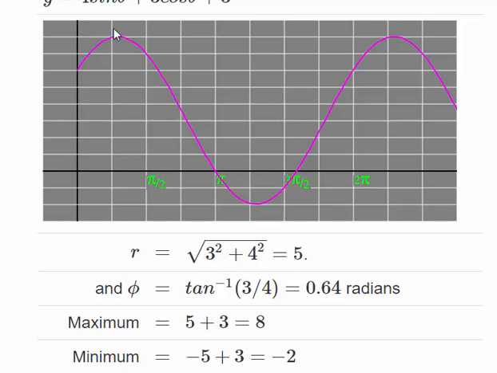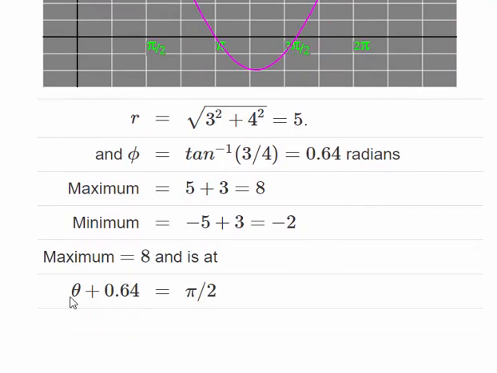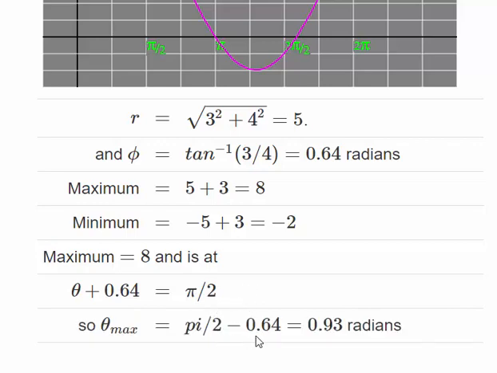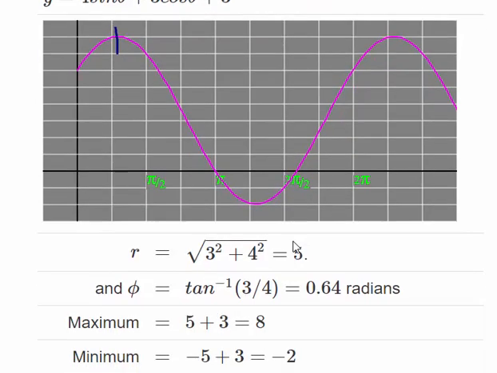So now what we want to know is where this position is. So from before we know that theta plus 0.64 is equal to pi over 2. So theta is equal to pi over 2 minus 0.64, which is 0.93 radians. Pi over 2 is about 1.57, so that is about 0.93 radians, so that looks okay.